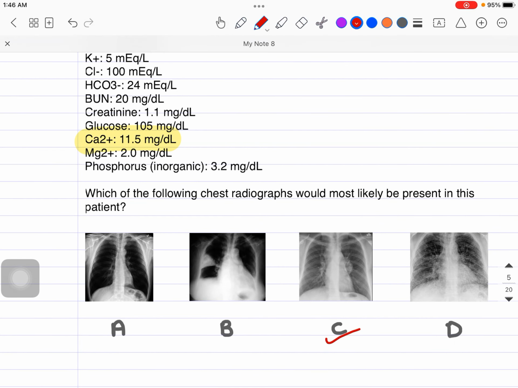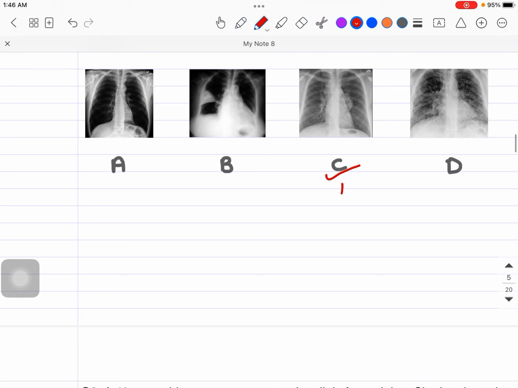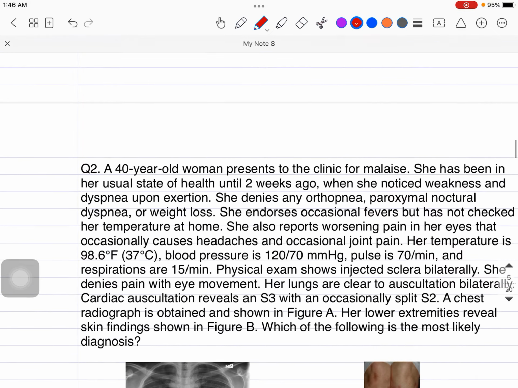I hope everybody is clear. Option C shows that there is bilateral hilar lymphadenopathy, guys, bilateral hilar lymphadenopathy. I hope everybody is clear, right? Okay, moving on to the next question, guys.